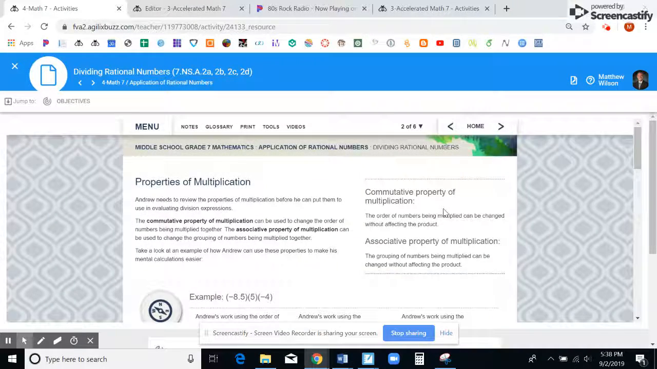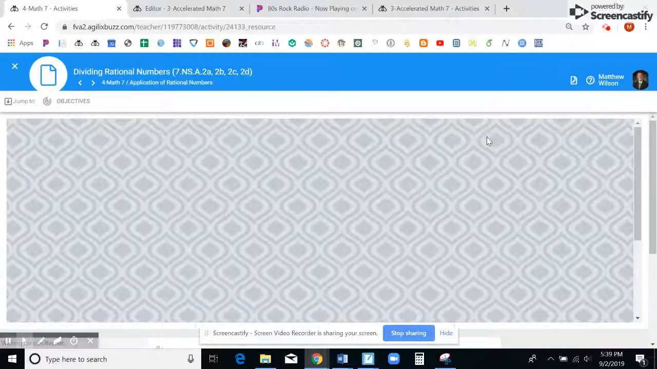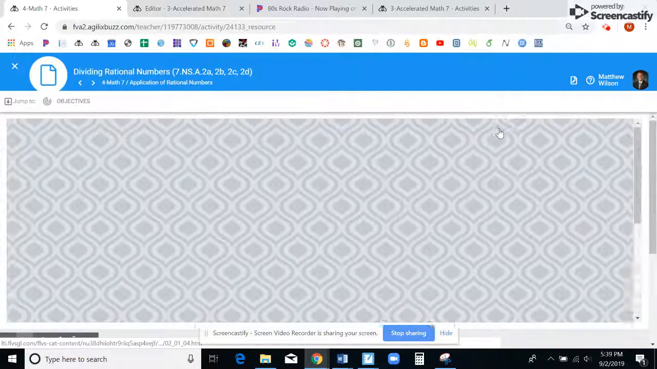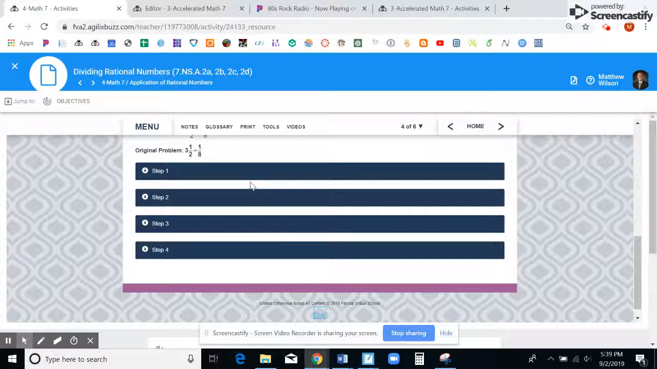And I want you to be able to use the different properties and be able to multiply and divide fractions. Okay, so here's a special one here where you've got 3 1/2 divided by 1/8. I want you to be able to explain to me how you would divide a whole number and a fraction and a mixed number by a whole number and a mixed number by a mixed number.